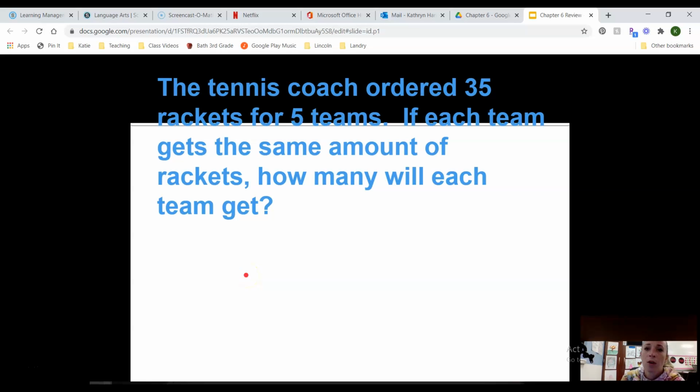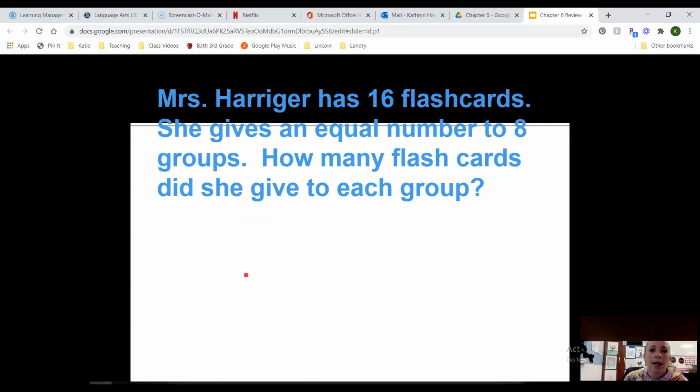Pause the video, figure out what 35 divided by 5 is, and then press play. All right, 35 divided by 5 is 7.